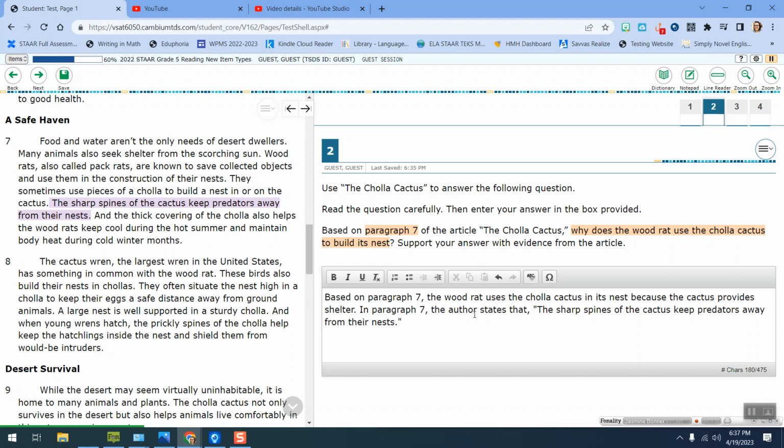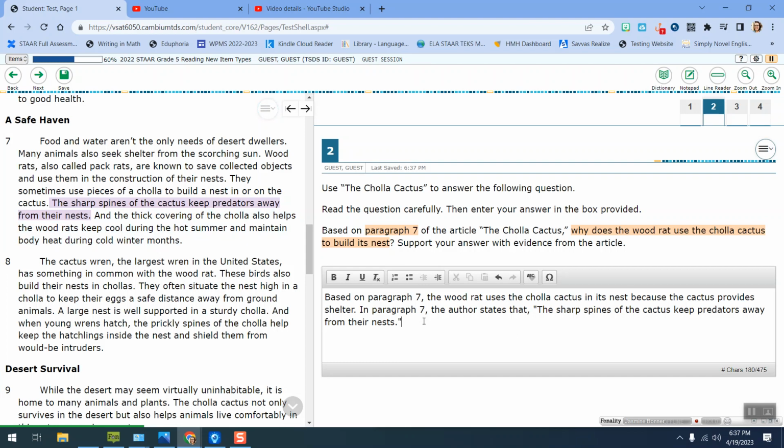Okay, so I have exactly this. The sharp spines of the cactus keep predators away from their nests, and then I close the quotation mark. I'm also going to paraphrase this second piece about the thick covering helping protect them from severe temperatures. So what it says actually is that the thick covering helps the wood rats keep cool in the hot summer and stay warm in the cold winter. So I'm just going to paraphrase that and put it in my own words and say that it helps protect them from extreme temperatures.